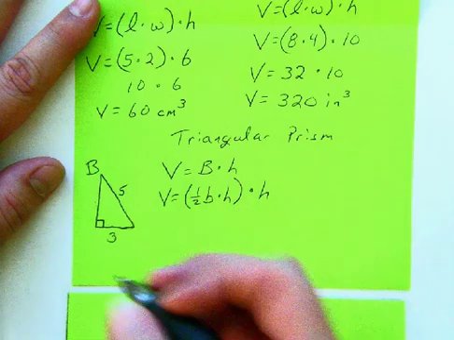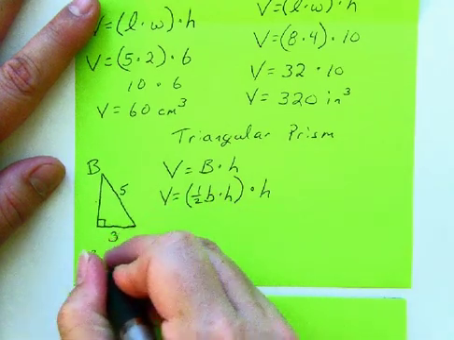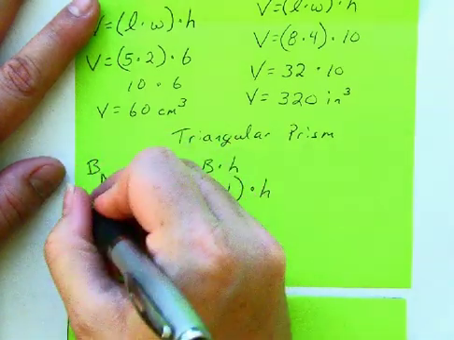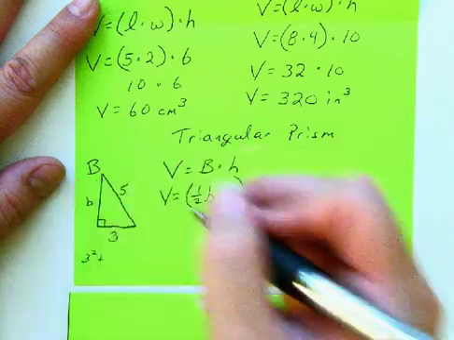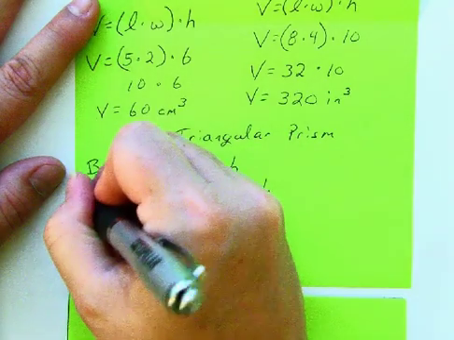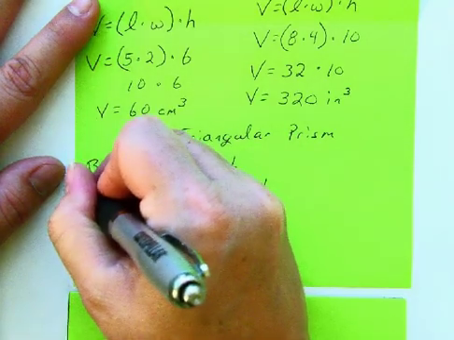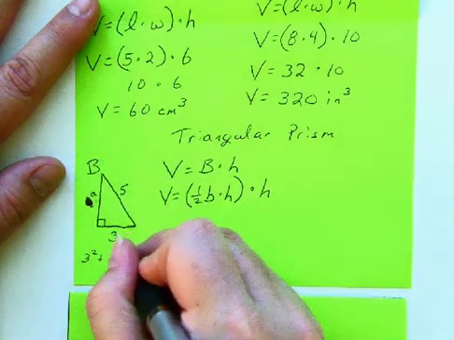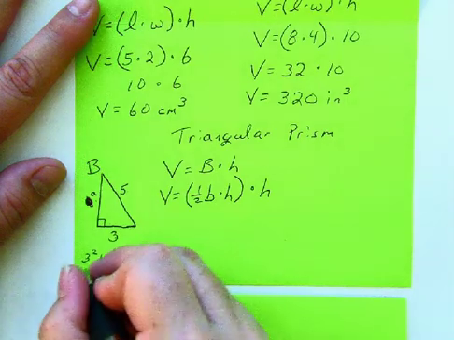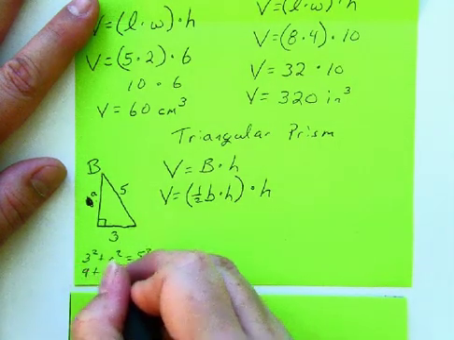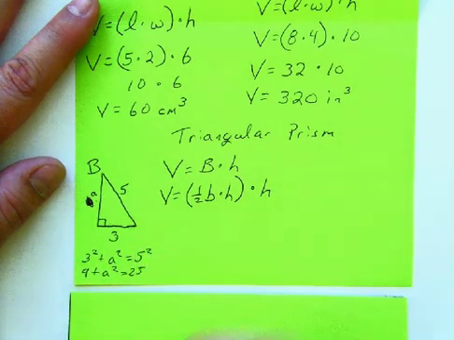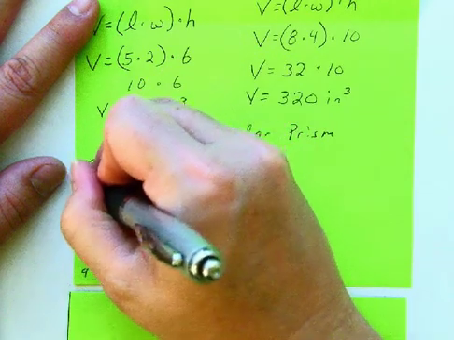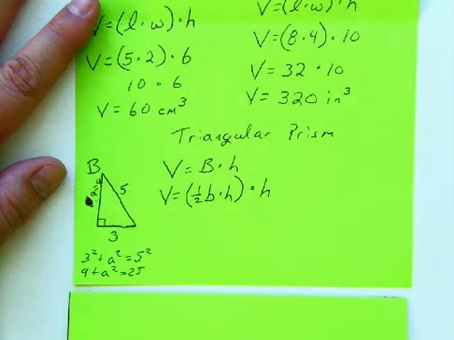You could have also used Pythagorean theorem. 3 squared plus, let's call this a, a squared equals 5 squared. And we would have got 9 plus a squared equals 25. And we still would have ended up coming up with 4. 25 minus 9 gives us 16, which the square root of that is our 4.